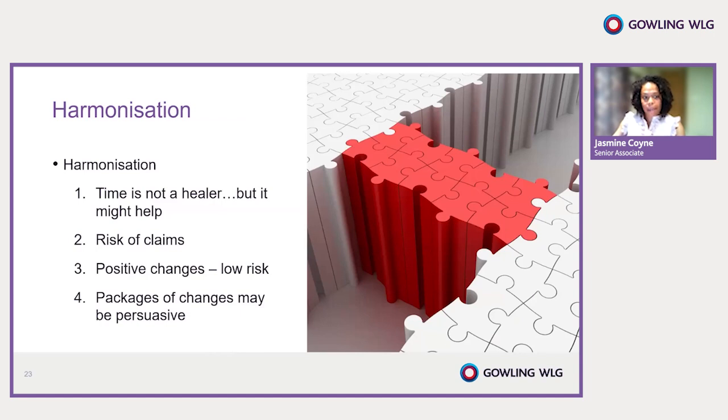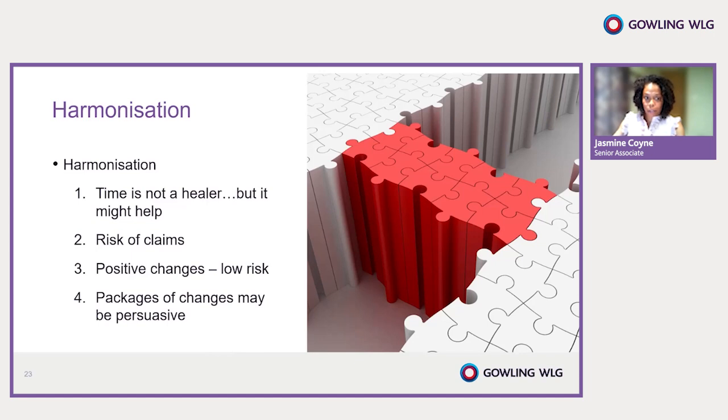But length of time might help to a certain extent, because the longer you are away from a transfer, it makes it look less likely that the transfer is the reason for the change. And it also becomes less likely that people connect the transfer with the change if enough time has passed. So what is the risk if you're going to harmonise terms? Well, any harmonised terms would be void if the principal reason for the change is a TUPE transfer, and so the terms will be unenforceable if challenged.